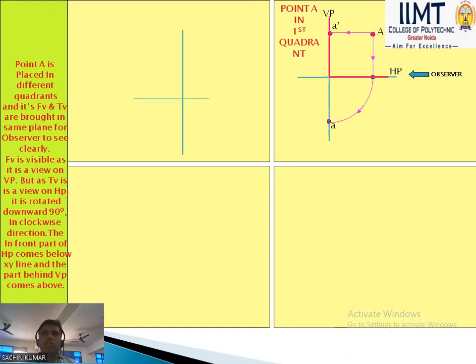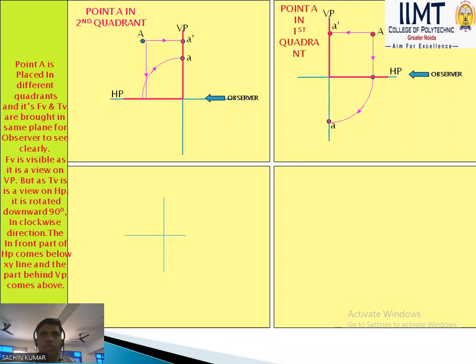In another case, if the object lies in the second quadrant system, with the HP and VP and the observer, point A is in the second quadrant, meaning above the HP and behind the VP. First A dash, the front view, goes to the vertical plane and the top view goes to the horizontal plane. Then the horizontal plane is rotated 90 degrees, and the point goes to the vertical plane. So that is the case if any point lies in the second quadrant system.